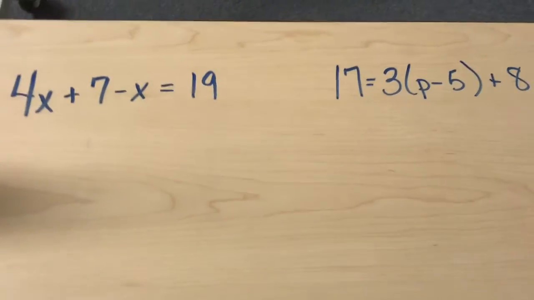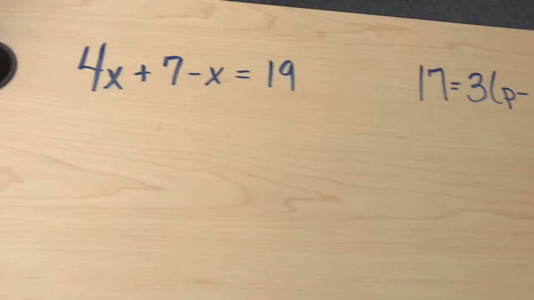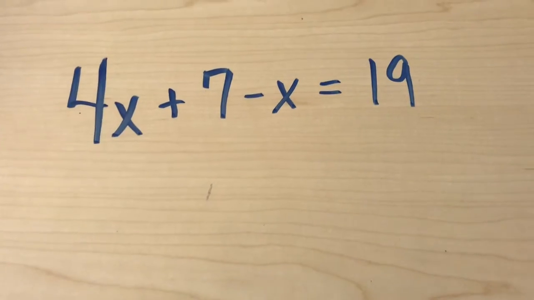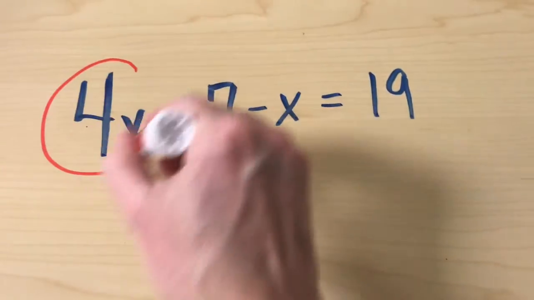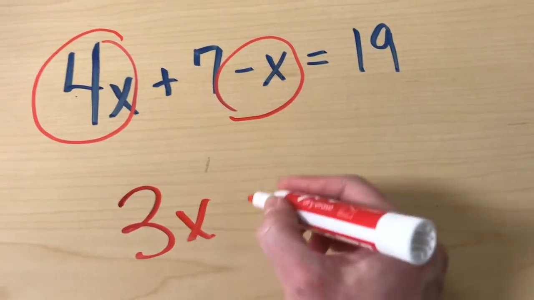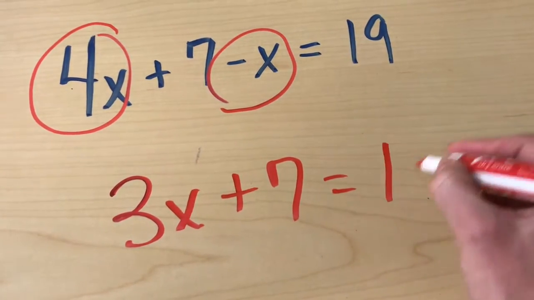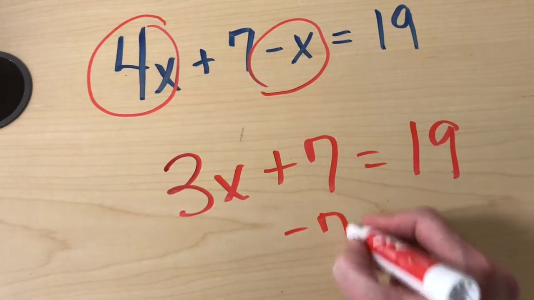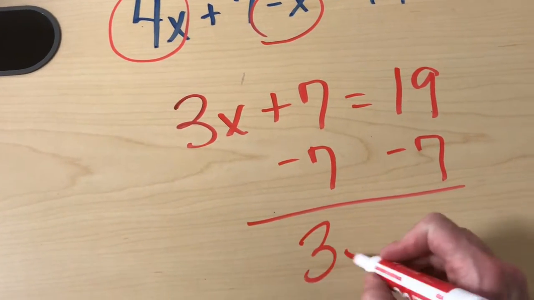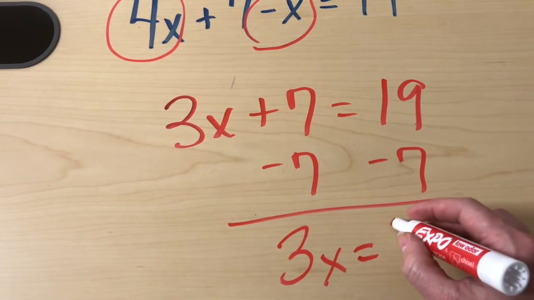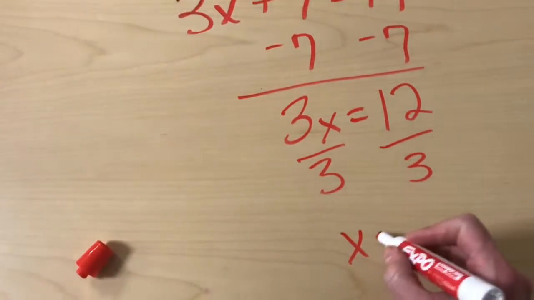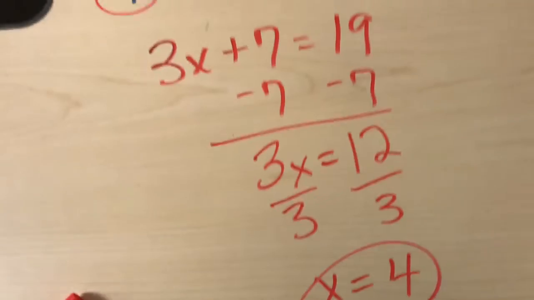Okay, so I see a couple problems here. These are multi-step equations. Okay, so if I look at this one, I'm gonna have to combine like terms. So I have my 4x and my minus x, so 4x minus x is 3x. So I get 3x plus 7 is equal to 19. And then this looks normal. So I'll subtract 7. So I get 3x equals 12 and x equals 4.